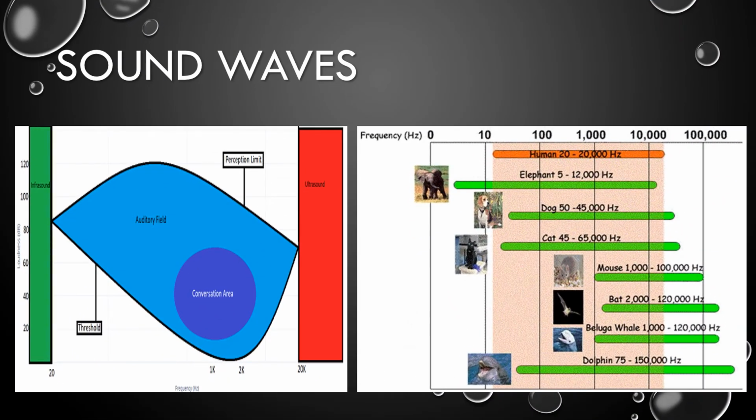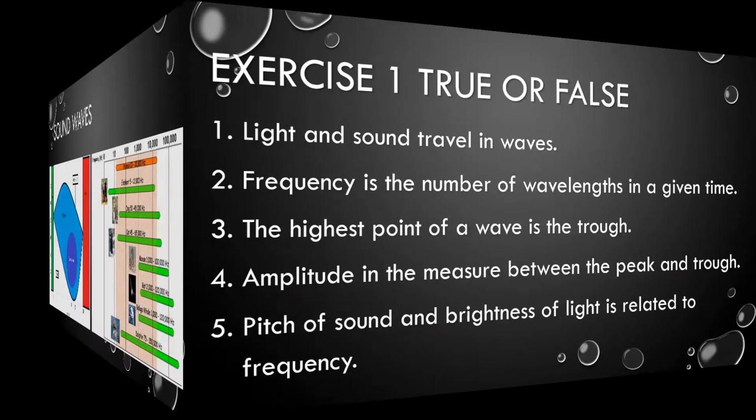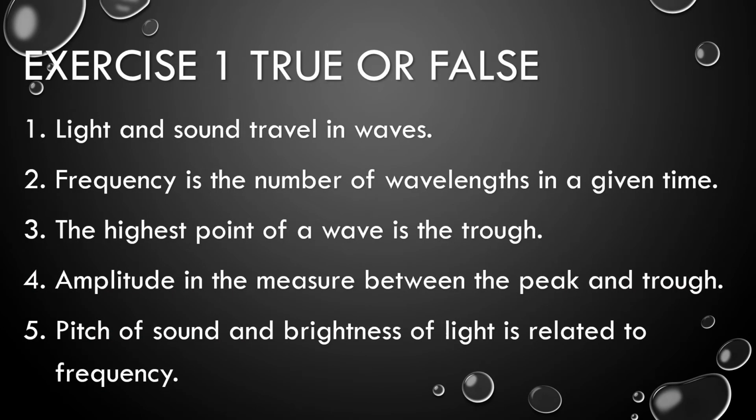Here we have two illustrations showing us the hearing range of humans and some animals. Now let us answer the following exercises. In exercise 1, you simply need to write true if the statement is correct or false if the statement is incorrect. Number 1. Light and sound travel in waves.